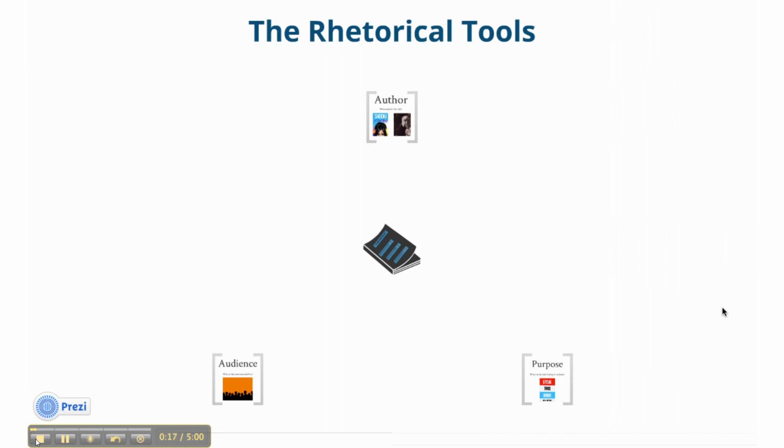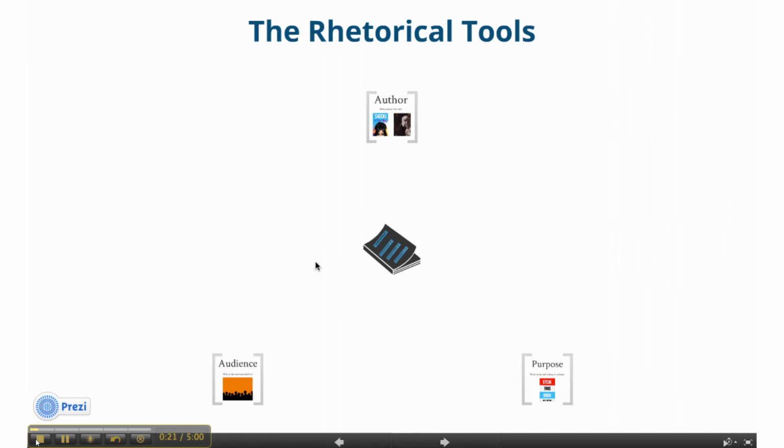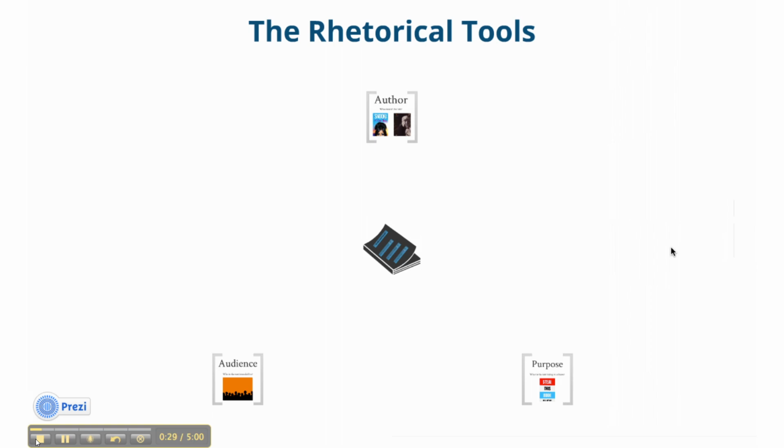The first one is text, and you can actually see our text here in the middle of the screen. Text is anything that's been created in order to communicate. So there are many different types of texts. You've got video texts, visual texts, auditory texts. But in this class, we're going to be focusing primarily on the written text.